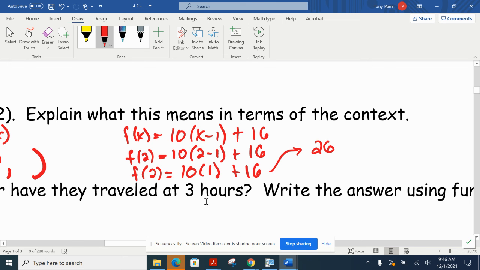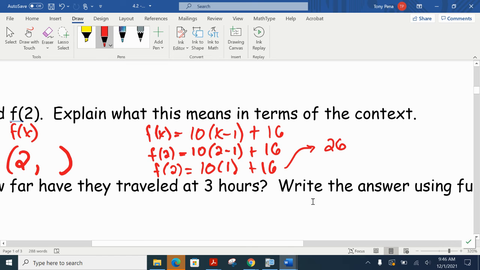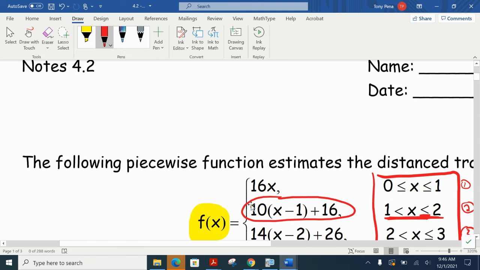Now, for the first time, and again, you'll have to do this on our quiz when we get to our little test on all of this. I now want you to explain what this really means. So what we just found is f of 2 is 26. So the point is 2 as the x, 26 as your y. So now think about what all this means.